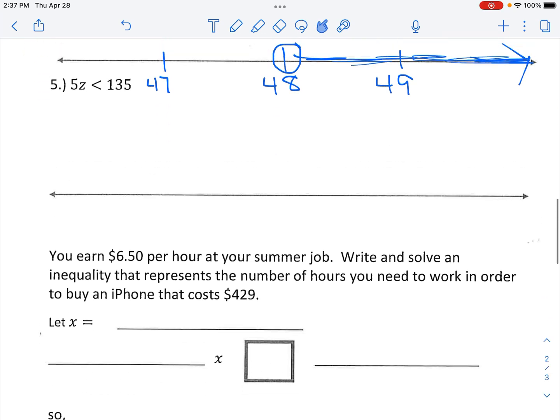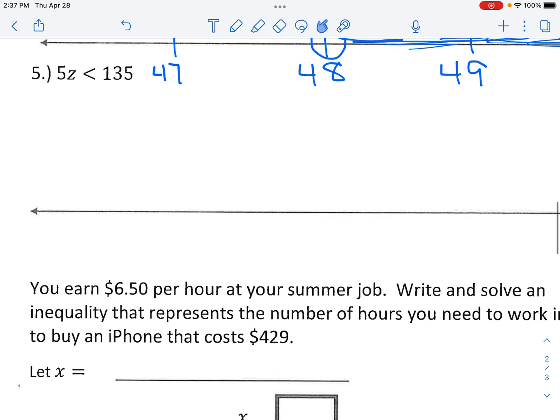If you need to pause this, rewind it if I'm going too fast, feel free to do that. First thing we always want to check for is make sure that your variable is on the left, which it is. Draw your mirror. So this is asking 5 times what is less than 135. So the opposite of multiplying by 5 is dividing by 5.